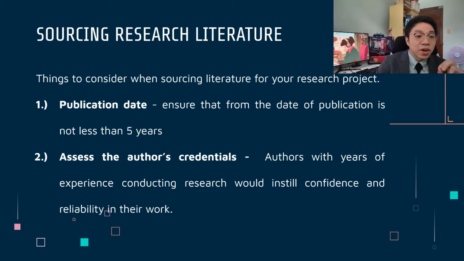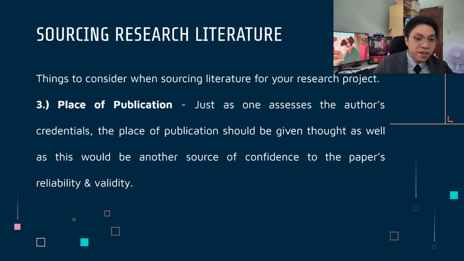Then we have to assess the author's credentials. By having an author who is experienced in the field and also has the years and outputs to show for it, it would instill confidence and reliability when we're going to assess their work, and this is going to instill confidence in us as well when we're going to use their research. Finally, the place of publication. Just as we assess our author's credentials, it is just as important that we find out the place of publication as well, because this is going to be another source for reliability and validity of the research.